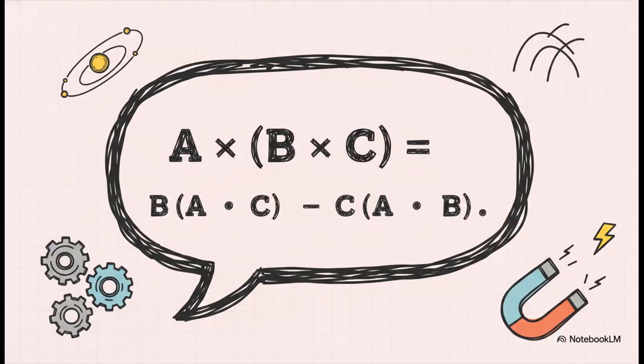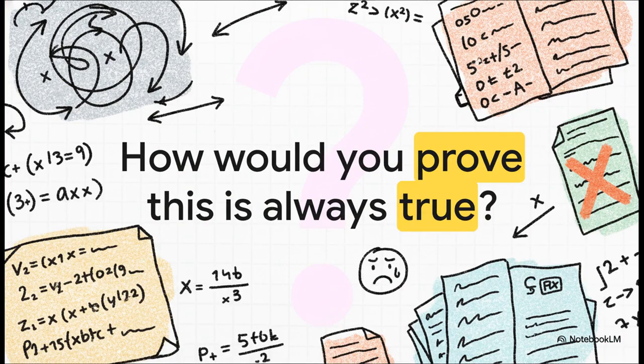I'm sure you've all seen this one before. It's the famous BACAB rule for the vector triple product. It's just one of those fundamental truths in vector algebra, right? It pops up all over the place, from mechanics to E&M. We all know it's true. It's hammered into us from the textbooks. But what if I asked you to actually prove it, like right now?